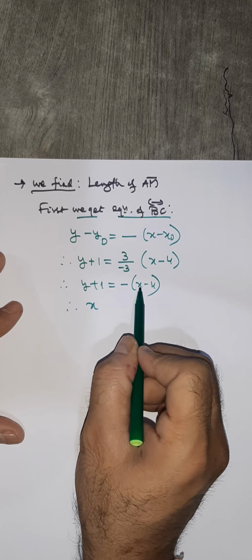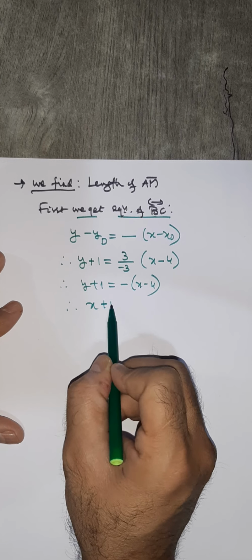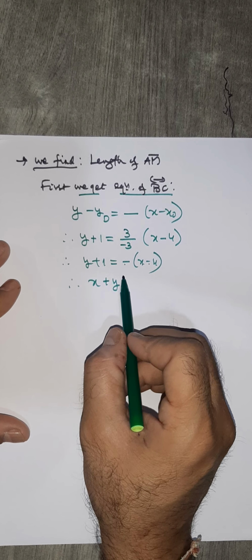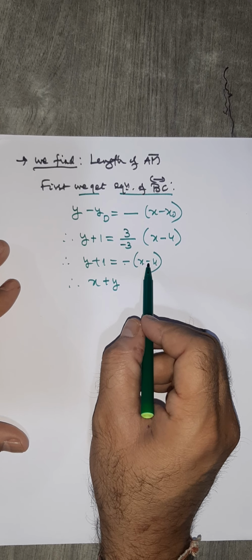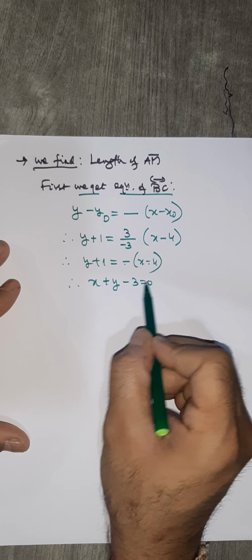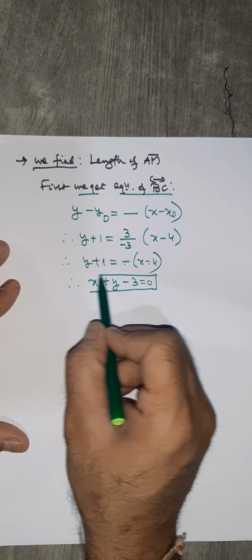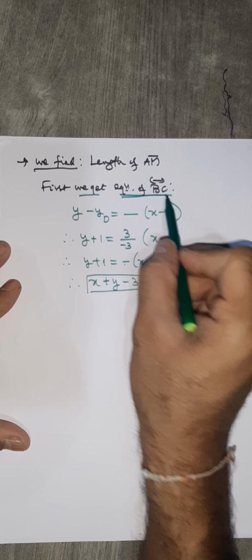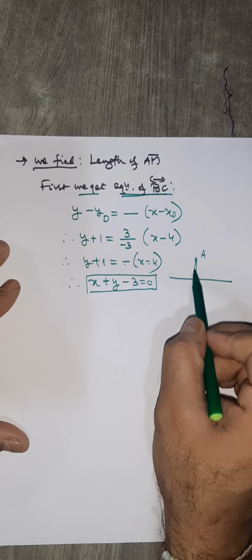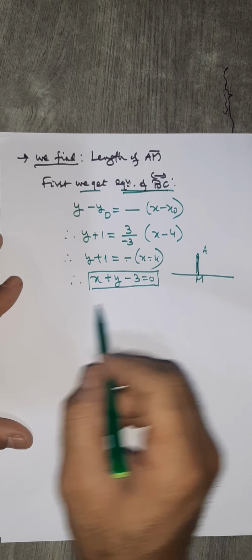Therefore this is plus y, plus 4, and 1, so you have x plus y minus 3 equals 0. This is the equation of the line BC. Here is line BC and you have the point here. We want this AM, the perpendicular distance.